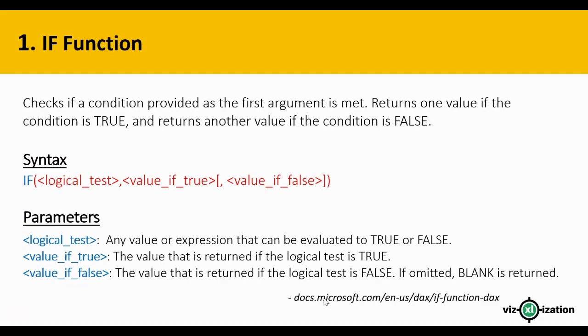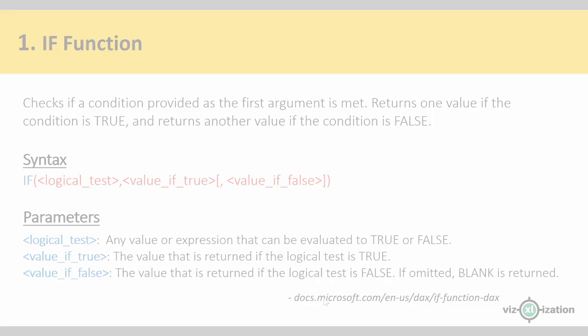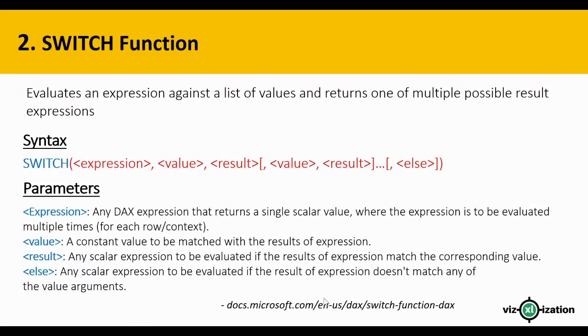Okay? So now let's go to the next point, the switch function. The switch function evaluates an expression against a list of values and returns one of multiple possible result expressions. For syntax, we have right here the DAX function, which is switch. We have the expression, we have value, and we have result. So if we have more statements, we can have more values and more results. The other main part of this function is the else part right here.